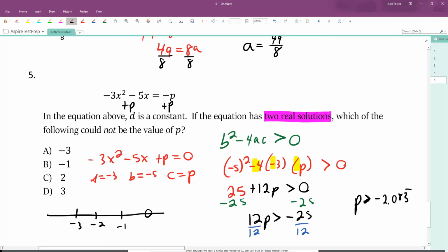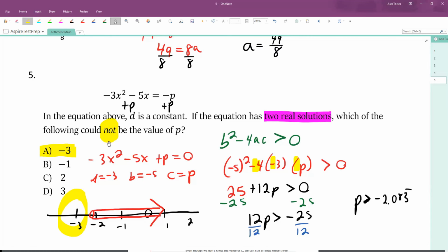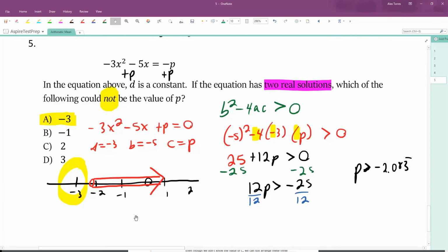And if p is greater than that on a number line, we have negative 3, negative 2, negative 1, 0, 1, and let's say 2. And okay, so negative 2.083 would be around here. Our solution is saying that we want numbers that are greater than that. So which one could not be the value of p? This question is asking us which one is not in the solution set, and the number negative 3 is right there. So that's our last question.